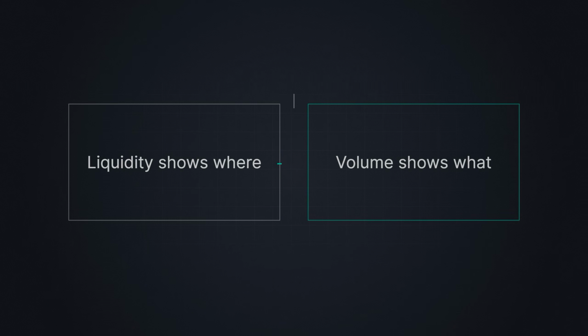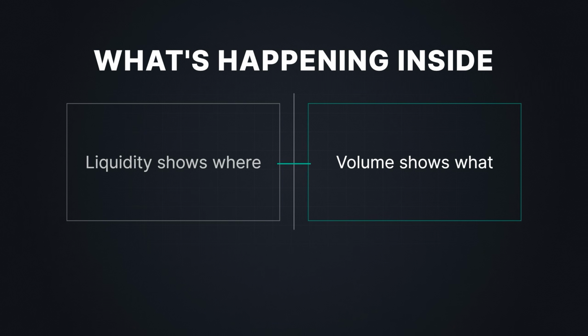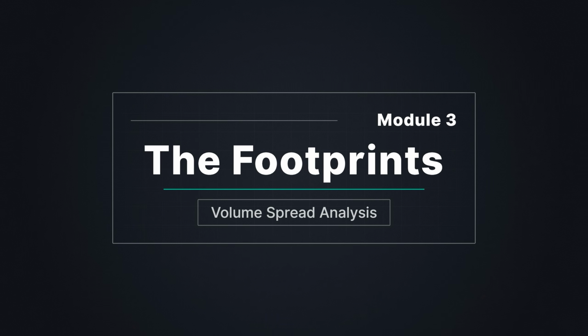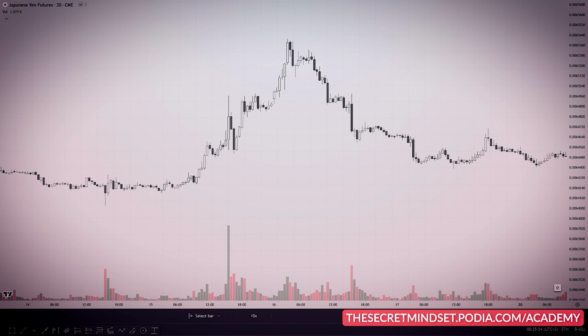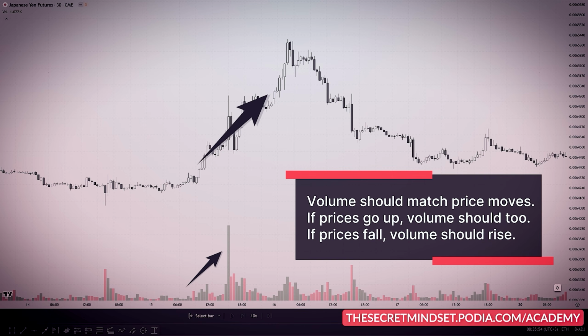Liquidity tells you where price may be drawn to, but once price gets there, you need to know what is actually happening inside the move. That is where volume comes in. The main idea is simple. Volume should match price moves. If prices go up, volume should too. If prices fall, volume should rise. When volume and price don't match, it can mean trouble.